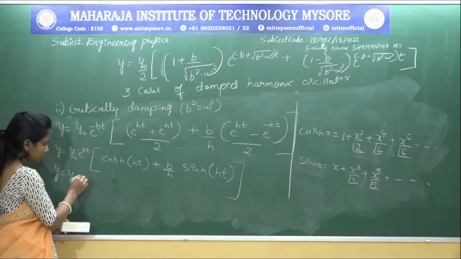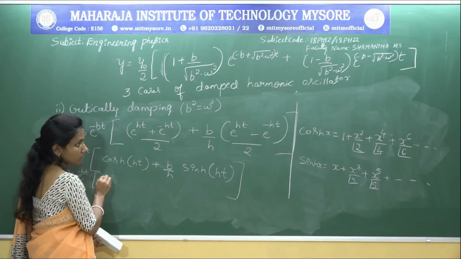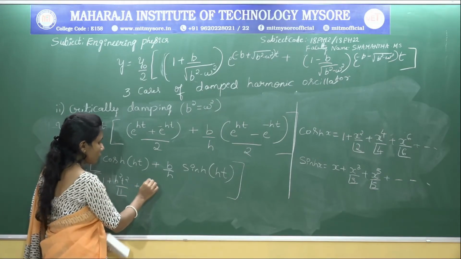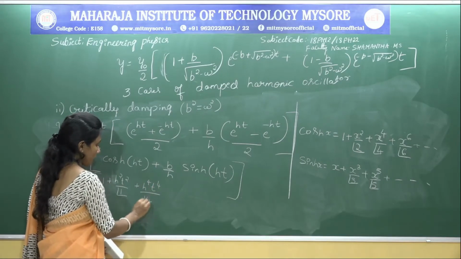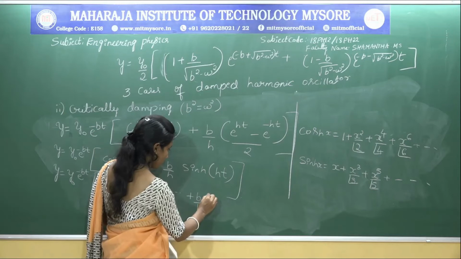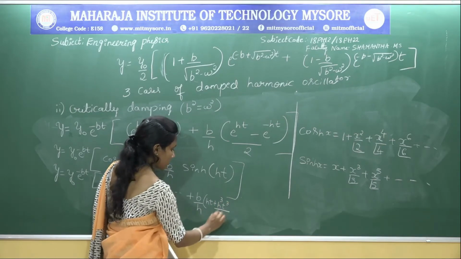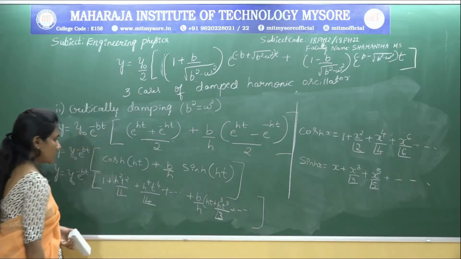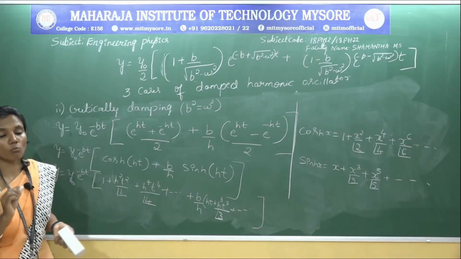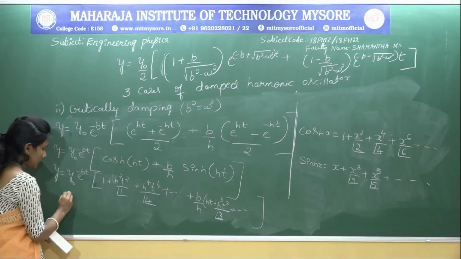If we put those values in this, then we get cos hyperbolic x: 1 plus h square t square by 2 factorial plus h to the power of 4 t to the power of 4 by 4 factorial, and so on, plus b by h into ht plus h to the power of 3 by 3 factorial, and so on. From this equation, because initially we considered that h is a very small quantity, we have to neglect the higher order terms.